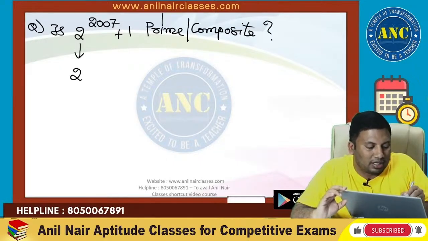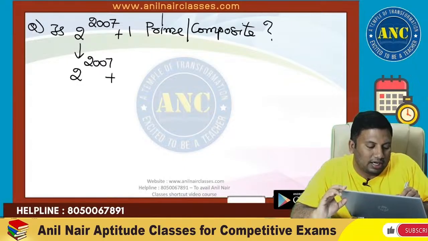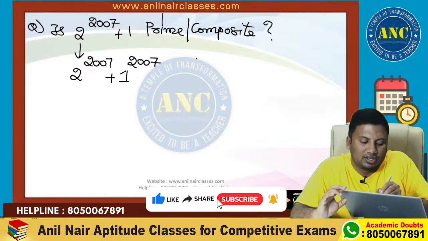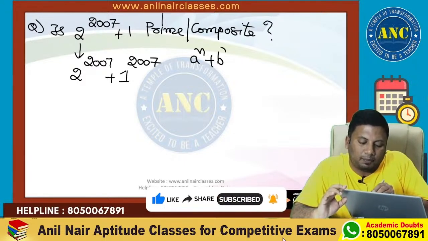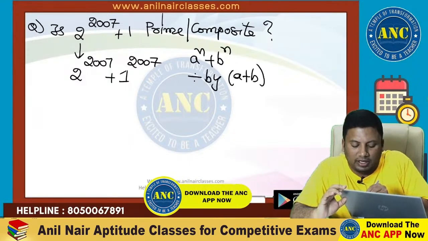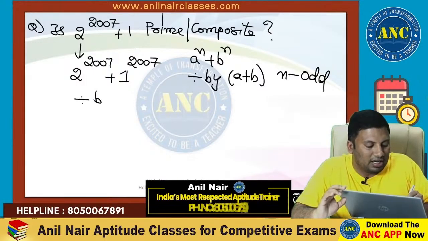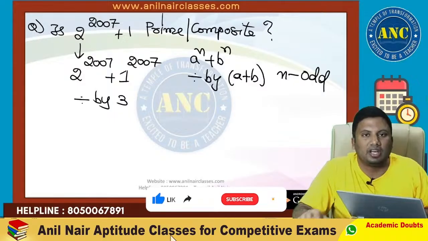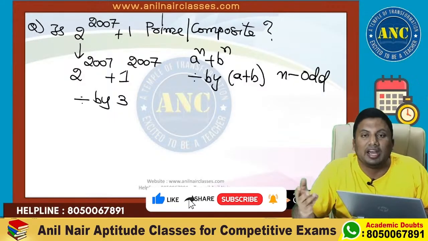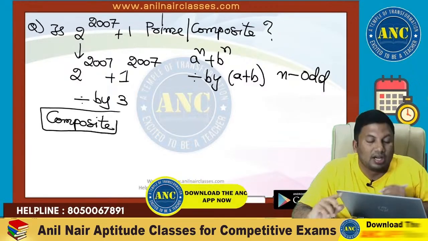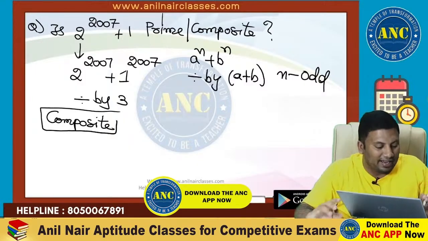These are nothing but 1 power any natural number, it is 1, including 0 also. So it is 1 power 2007. Just now we discussed a power n plus b power n is always divisible by a plus b if n is an odd number. That means this number is divisible by 2 plus 1, that is 3. Any number divisible by 3 becomes a multiple of 3. So the answer for this question is composite. I hope the idea is clear.